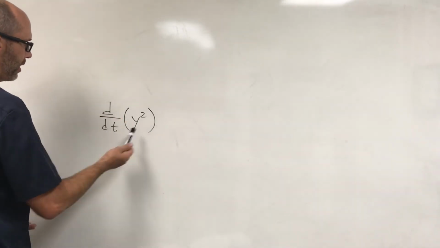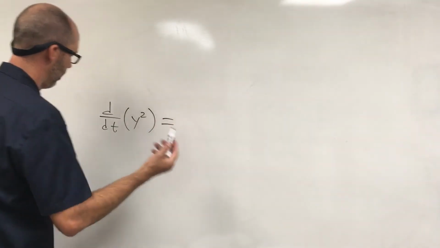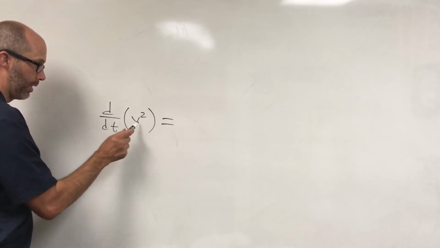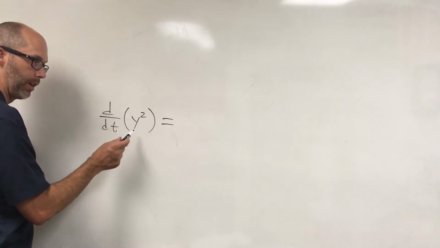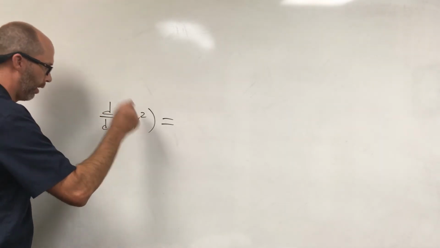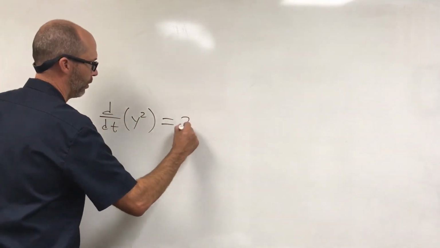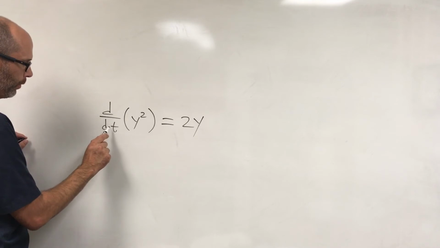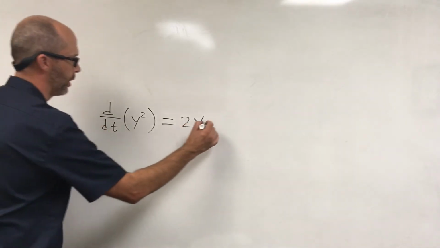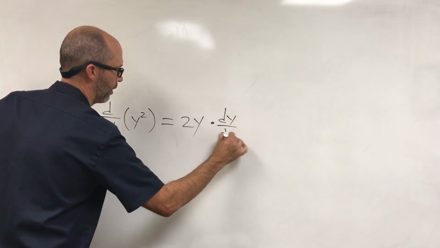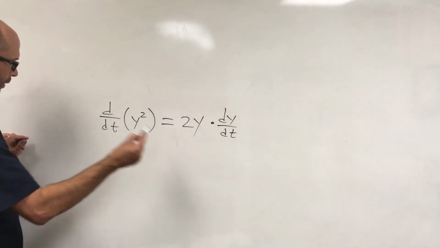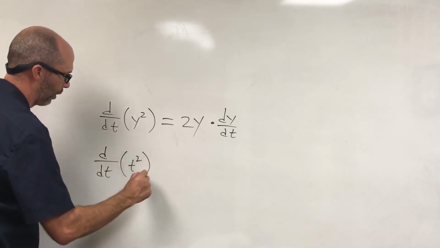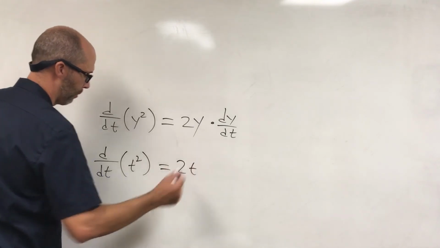okay, when you take d dt of y squared, notice that this is the derivative with respect to t. Is that a t? No, it's a y. Okay, so d dt of y squared, right, you take the derivative like normal, 2y, and then you ask yourself, is that y the same as that variable? No, it's not. So then you got to tack on the dy dt. If it was the same, so d dt of t squared, you'd have 2t.